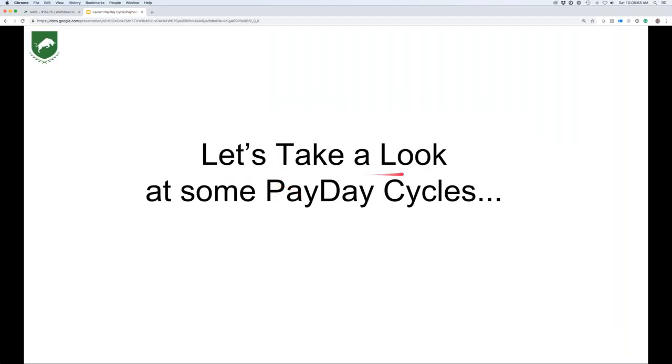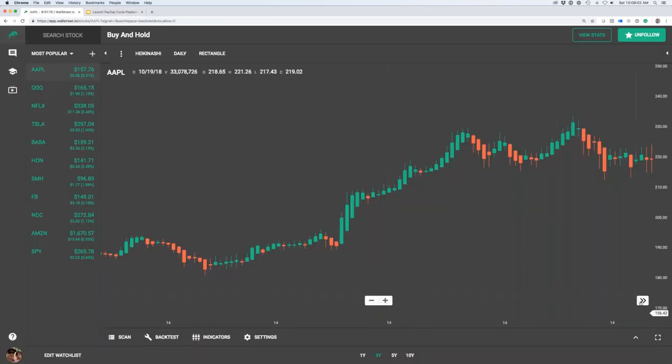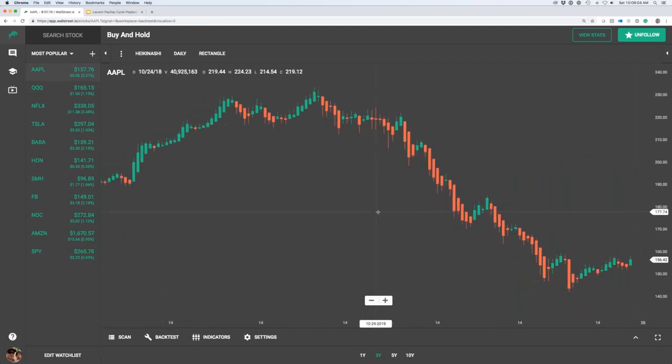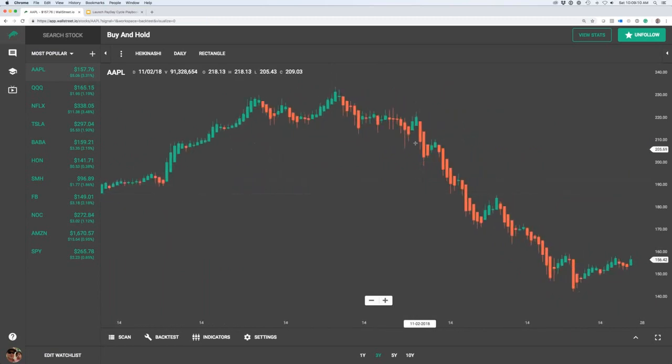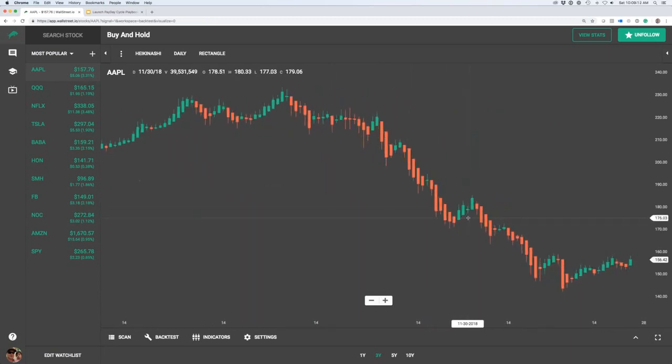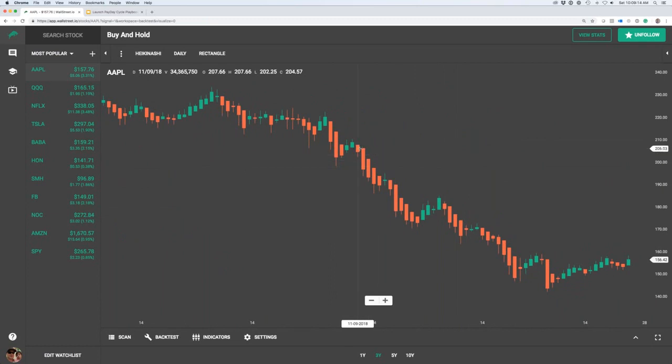What we're going to do is we're actually going to take a look at some payday cycles, and I'll give you some quick examples of how I use them and what to kind of expect when you see them. And here's Apple. I'm kind of an Apple specialist. I've been trading Apple for a long time. We've just completed a series of bearish payday cycles. Again, a bearish payday cycle is when the candlestick's red.